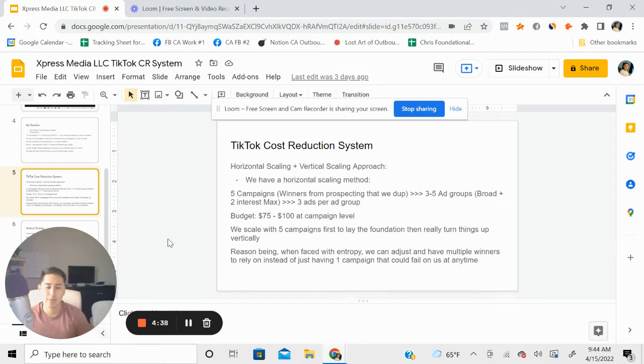Based off the winners on a micro scale, we duplicate the result and put them into our horizontal scaling method campaign, where it's 5 campaigns, winners from the prospecting that we did duplicate into 3 to 5 ad groups, broad plus 2 interest max with 3 ads per each ad group, with the budget being $75 to $100 at the campaign level, where we scale with 5 campaigns to lay the foundation before really turning things up vertically. And the reason being is that when faced with entropy, we can adjust and have multiple winners to rely on instead of just having one campaign that could fail on us at any time.